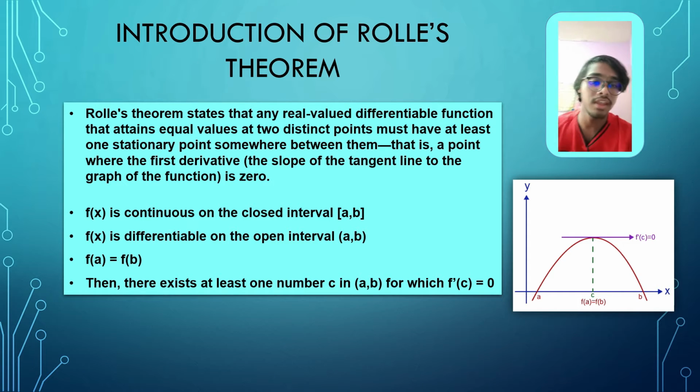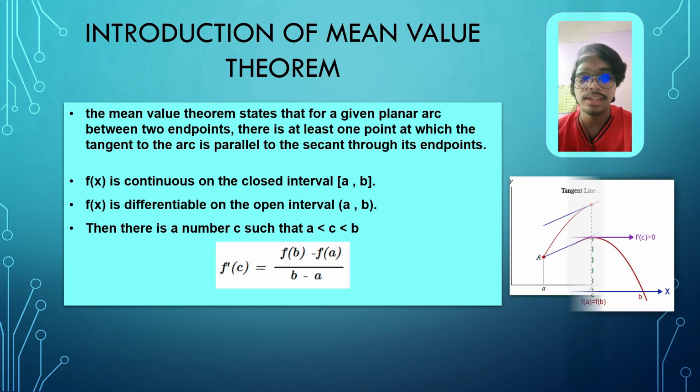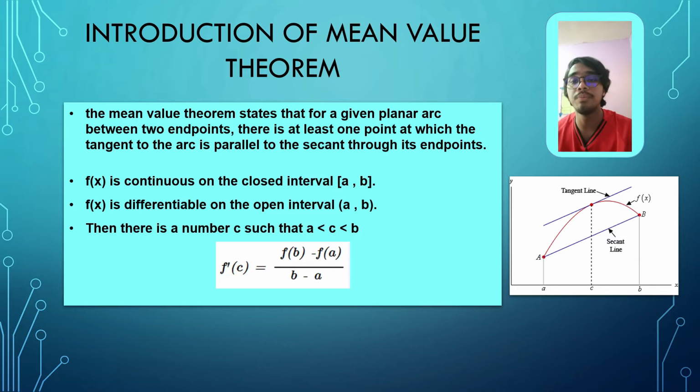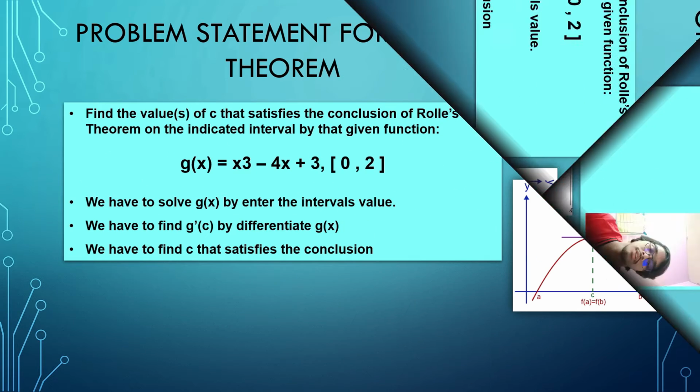Like I said earlier, the function must be equal to 0 if we want to find the slope of the tangent line. Next, introduction of mean value theorem. Okay, so the mean value theorem: for a given planar arc between two endpoints, there is at least one point at which the tangent to the arc is parallel to the secant through its endpoints.